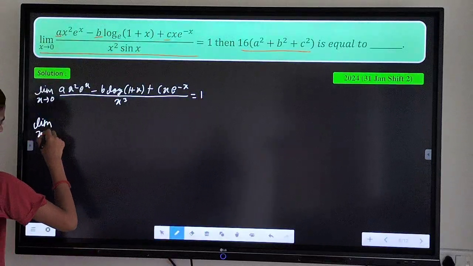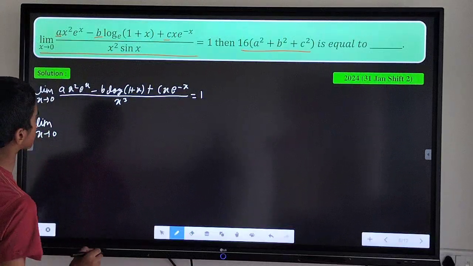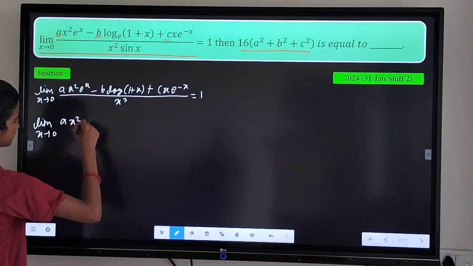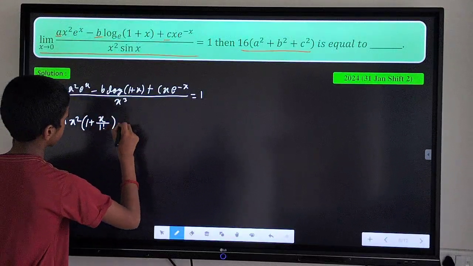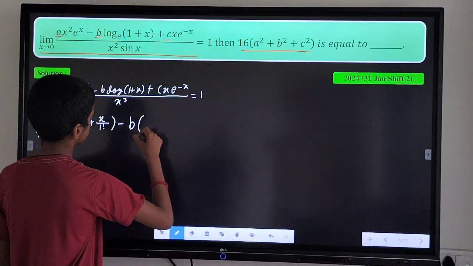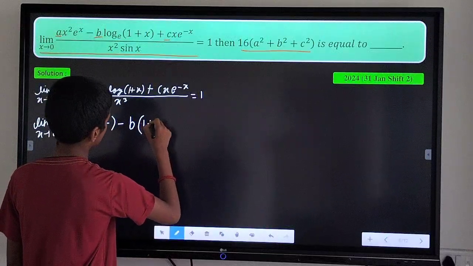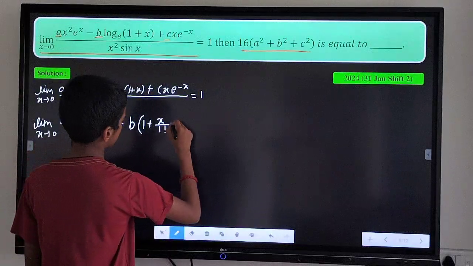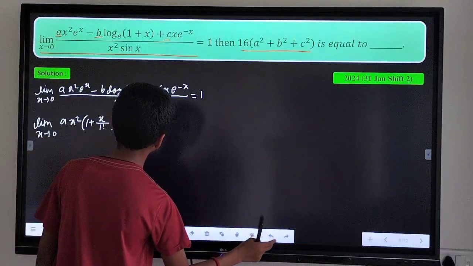Limit x tends to 0. Now we will put expansion till x cube because our denominator is x cube. So we will get a x square times 1 plus x upon 1 factorial minus b times 1 plus x upon 1 factorial plus x, wait a minute, I am making a mistake.